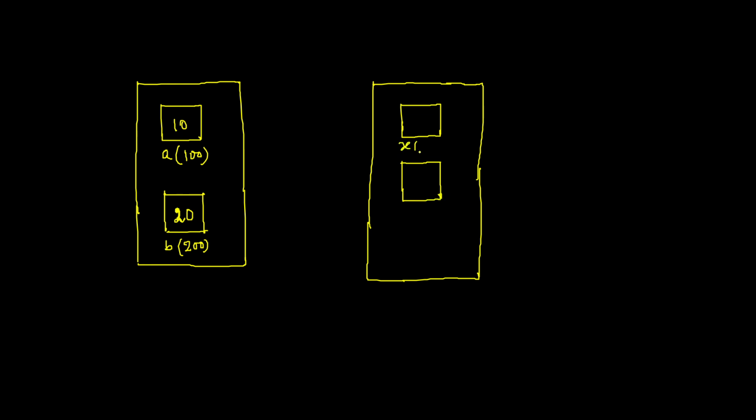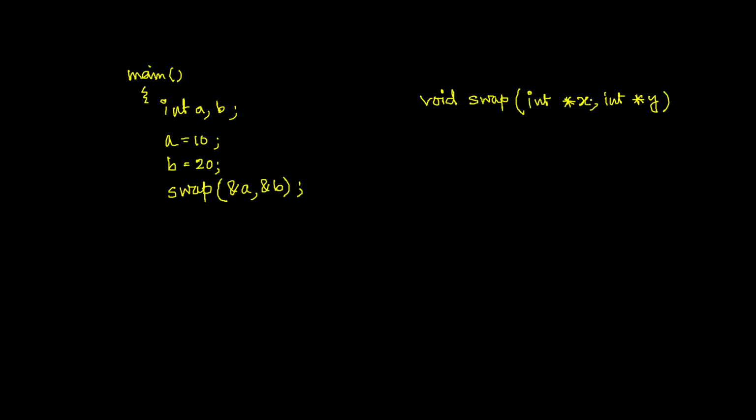So this is x whose address is say 500. This is y whose address is say 600. But the interesting point is that this x and y are not simple variables. They are pointer variables. That means in the previous case you passed a and b, but now we will pass ampersand a and ampersand b. That means we are passing 100 and 200, because ampersand a is 100, the address of a, and ampersand b, the address of b, is 200. So 100 and 200 will get stored within this pointer x and pointer y.